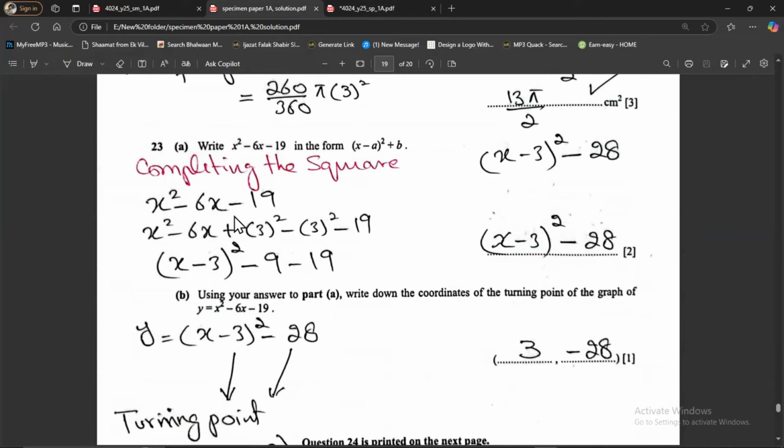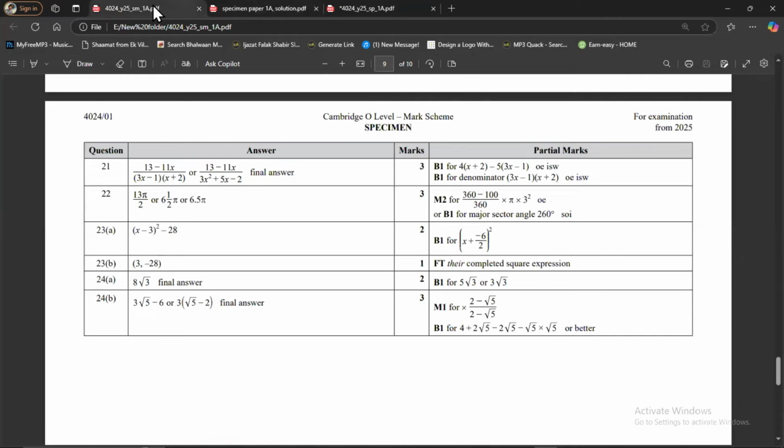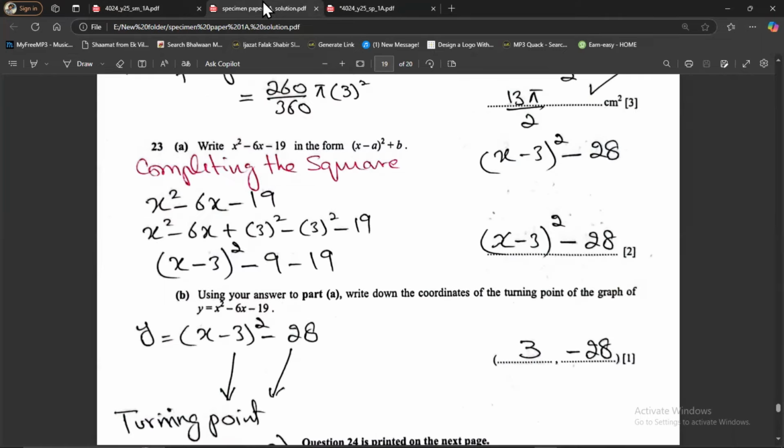So this becomes (x minus 3) whole squared. This becomes minus 9. This is minus 19. So you have (x minus 3) whole squared minus 28. So that is how this is done. I hope you know the completing the square method. And you know this shape is actually the parabola. This is a quadratic graph.